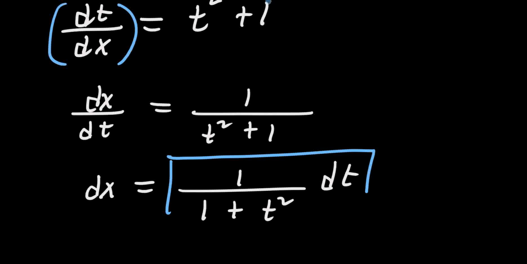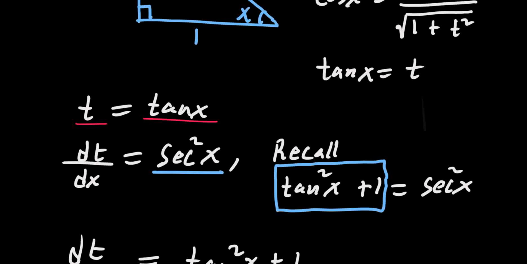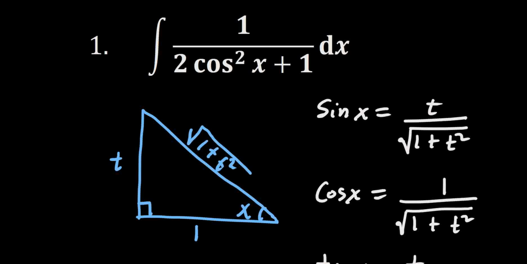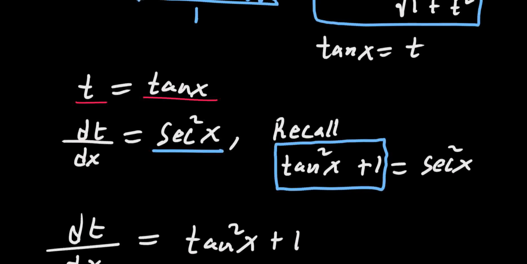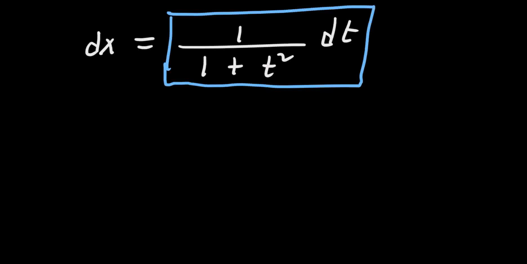So we have successfully found the value for dX. Also, we can find the value of the denominator. We can also find this 2 cos squared x plus 1 using this equation. So let's go on and do that.